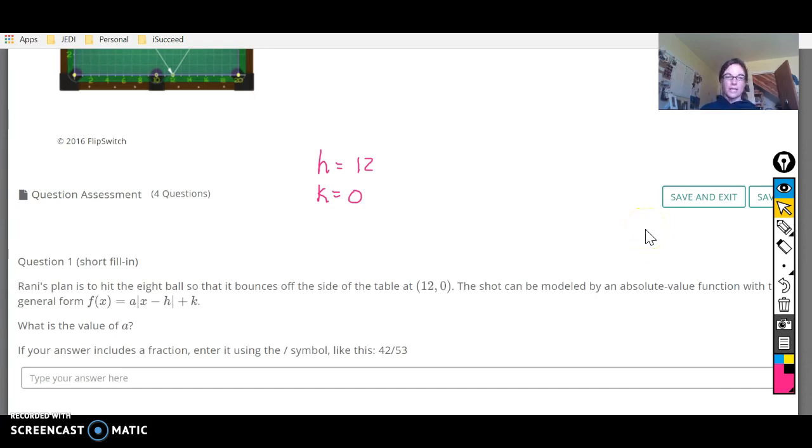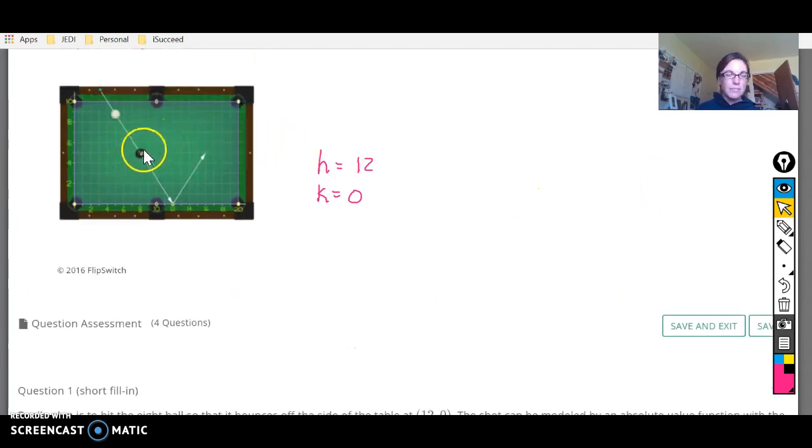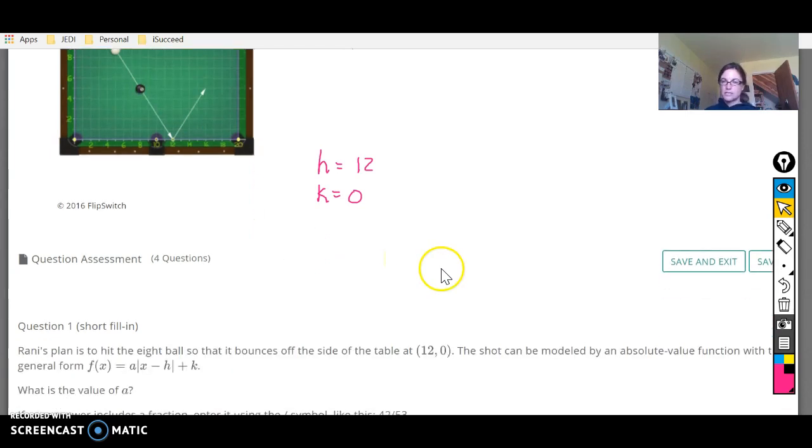Okay. So now I know that f of x equals a times the absolute value of x minus 12 and then plus 0. Now, how could I solve for a? Well, one thing that I know here is that this 8 ball is at x equal 8 and y equal 5. So I could plug those values in because I do have one coordinate that's on the trajectory of that function. And I can then solve for that a value. So let's go ahead and do that.